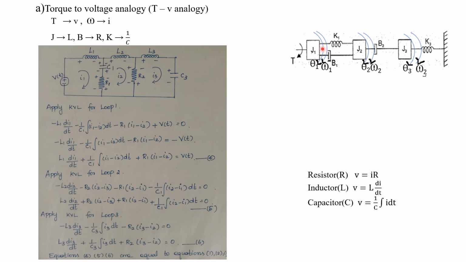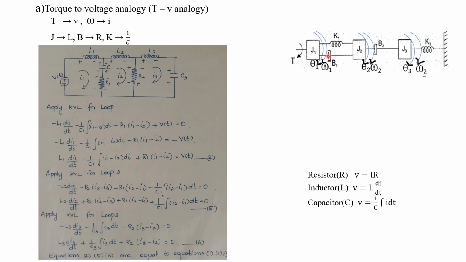So we have to see what are the elements connected between J1 and other masses. Here K1 as well as B1 are connected between J1 as well as J2. K corresponds to, what is K? K corresponds to C in the electrical circuit. So for this K1 we have to draw this C1. Understood? It is common to both J1 as well as J2, so it should be drawn in the path here. This branch is common to loop 1 as well as loop 2, so here you have to draw the C1.